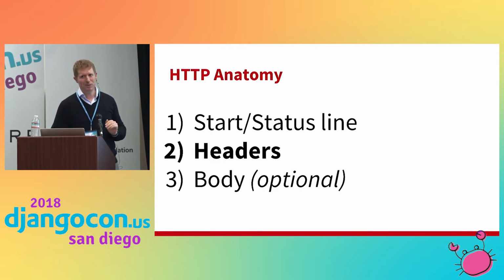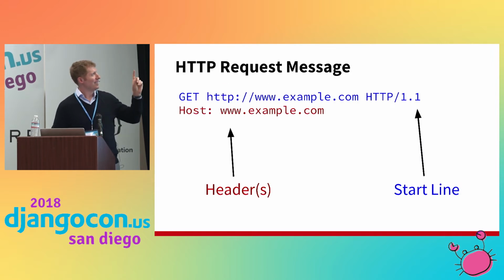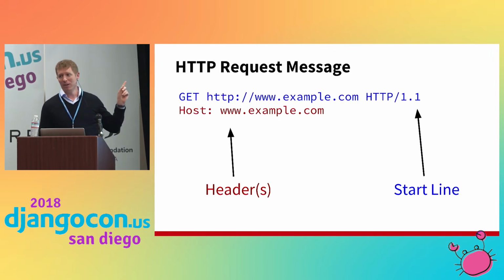All right, headers. So this is the trick question. With 1.1, you have to have a host, but that's it. With a post, you need more information. You need a content length or a transfer encoding. But for a GET request, all you need is a host.